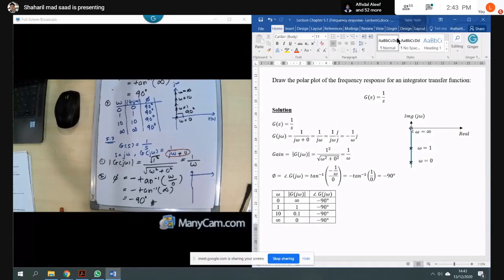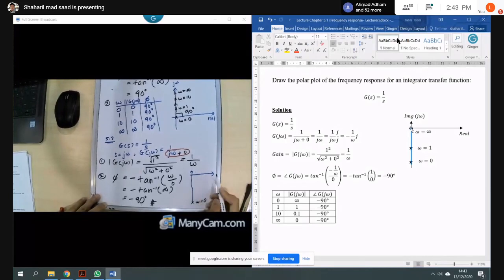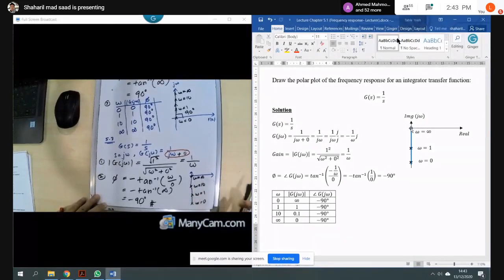Okay, so it will start at omega equal to 0, right? And then this one is omega equal to 1, and then this one is omega equal to 10, and this one omega equal to infinity. So your Nyquist diagram, you will start from here and then it will end here. Okay.